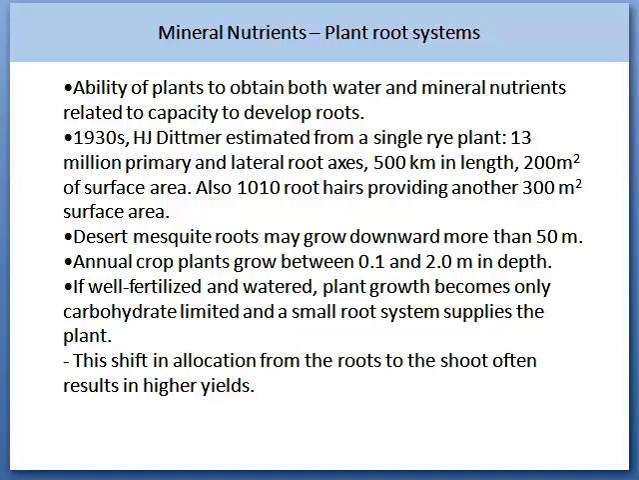Desert mesquite roots may grow downwards more than 50 meters. Annual crop plants can grow roots between 0.1 and 2 meters in depth. If well fertilized and watered, plant root growth becomes only carbohydrate limited, and a small root system supplies the plant. This is important from an agricultural perspective. The shift in allocation from roots to shoots often results in higher yields.